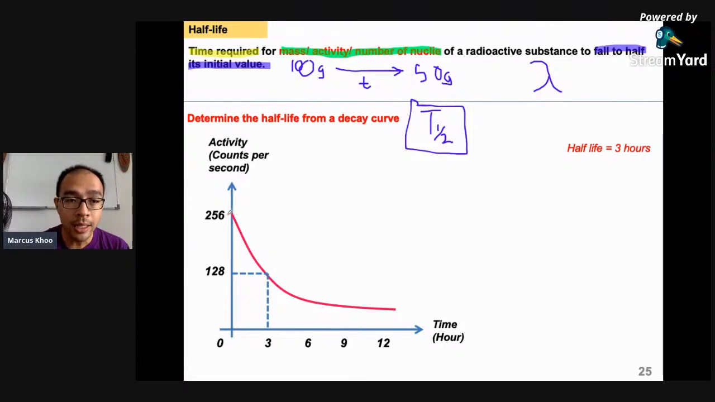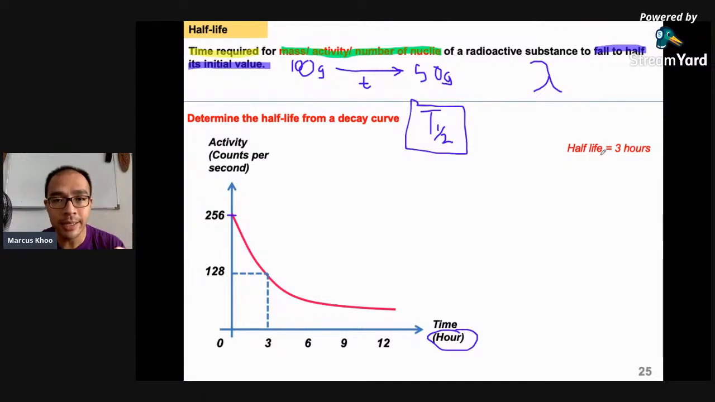Originally, the activity is 256. Get used to this word, the activity is 256. It means there's 256 counts of radioactivity per second. And then as time goes by, half of 256 is 128. 256 divided by 2 is 128. And we find that the time it takes to decay from 256 to 128 is 3 hours. Not necessarily seconds or minutes, it can be hours, days, or years. Take a look at the unit properly. So in that sense, the half-life is 3 hours.